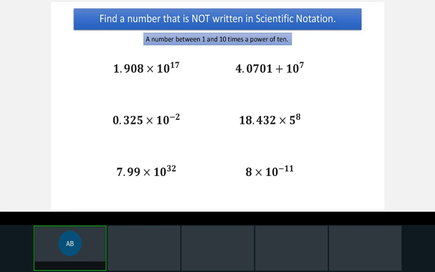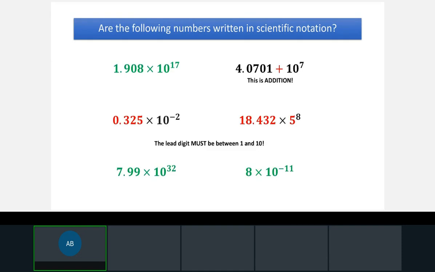Okay, so we know that for scientific notation, we have to start with a number that is between 1 and 10, and we multiply it by a power of 10. So there's 3 things that we're looking for. We're looking for a number between 1 and 10, times, and then a power of 10. Can you find one of these that is not written in scientific notation? At this point, I would ask for student volunteers to circle one, and then we would discuss. There are actually 3 here.